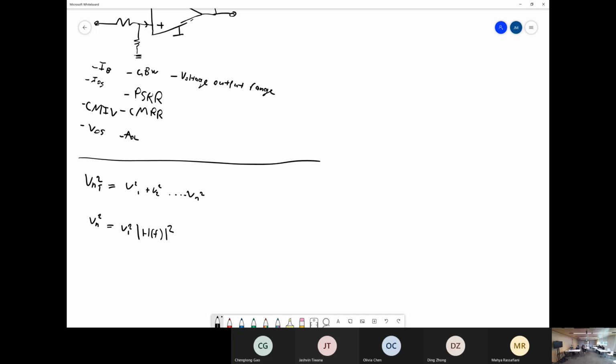Furthermore, if you want to find the total noise, or the RMS noise, you'll need to integrate that across frequency. So you'd have Vn, take the square root of that, and you have the integral from 0 to T obs, I believe, or is it infinity to T obs? Either way, you'd have V1 squared in terms of f, magnitude of H(f) squared, df.